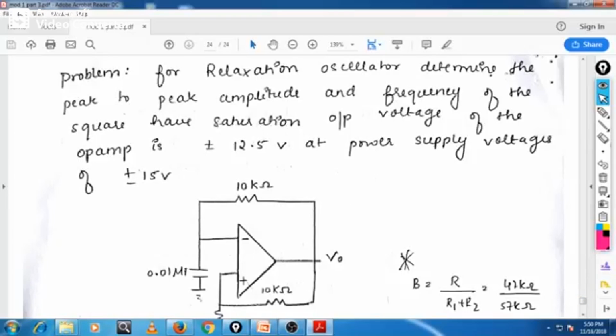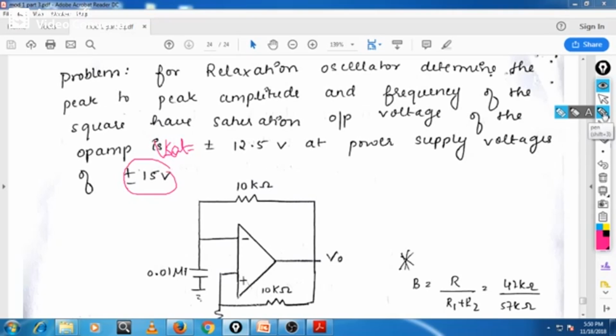For the relaxation oscillator, the problem is: determine the peak to peak amplitude and the frequency of the square wave. The saturation output voltage of the operational amplifier is plus or minus 12.5 volt. Here it is given. This is Vsat. Vsat is either plus 12.5 or minus 12.5 at a power supply voltage of plus or minus 15 volt, and you have to find the peak to peak amplitude and the frequency of the square wave.